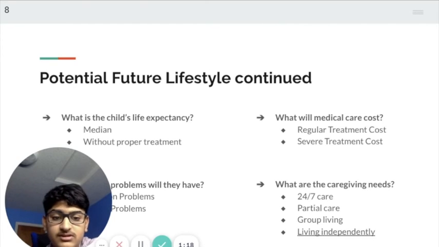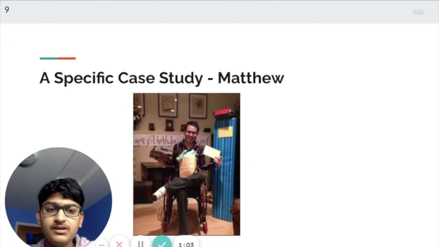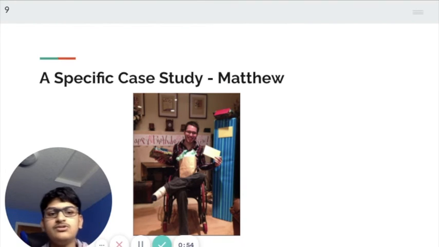Caregiving needs. People with hemophilia can live independently. As people with this disorder age and become seniors, they'll need medical treatment or even a caregiver as well. So hemophilia is a serious disorder that may make you think not a lot is possible. This is why I would like to give a hand to Matthew, a successful young man who has accomplished a lot already and still has more to accomplish.